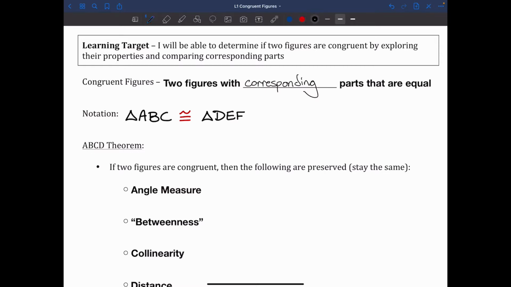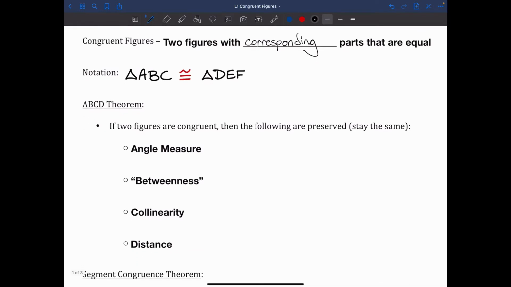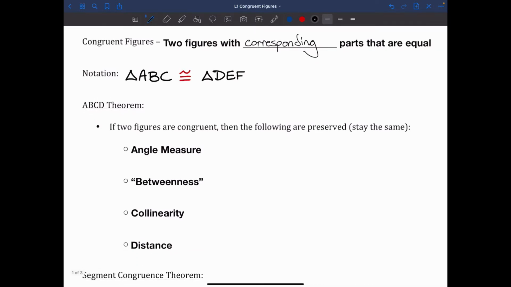So we have a couple things that we can talk about when we have congruent figures. They're the ABCD Theorem because it starts with A, B, C, and D. We're not really worried about what it's called. It's more about what it's trying to tell us. If two figures are congruent, if I have two things that are the same, then all of these will also be the same. All of the corresponding angle measures will be the same. If I have a right triangle, a congruent figure would also have a right angle in it. It would also be a right triangle.